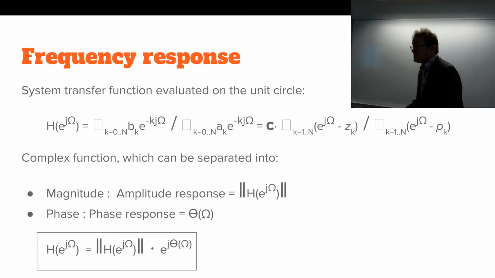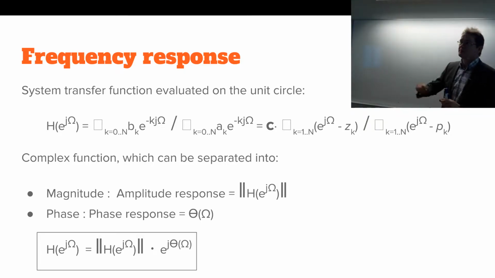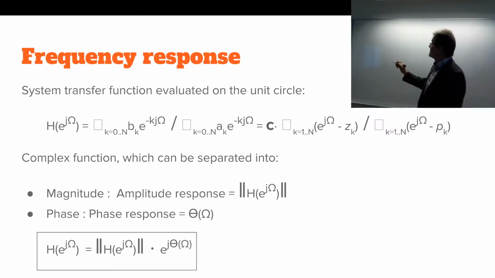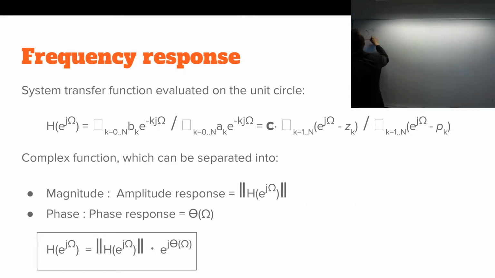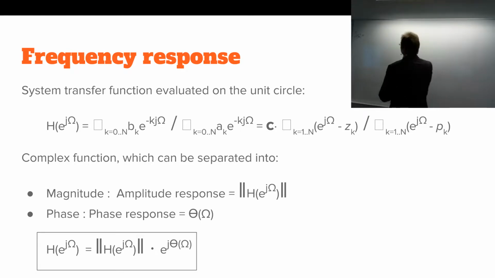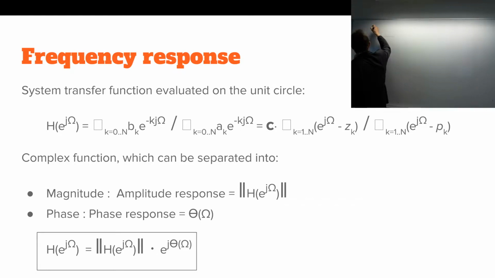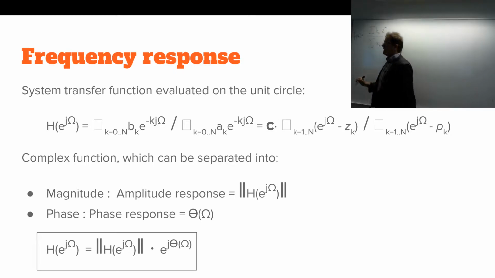All right, so frequency response. We have the normal transfer function H of z of an LTI system, linear time invariant system, which is simply the sum of the terms b_k times z to the minus k, divided by the sum of a_k times z to the minus k.